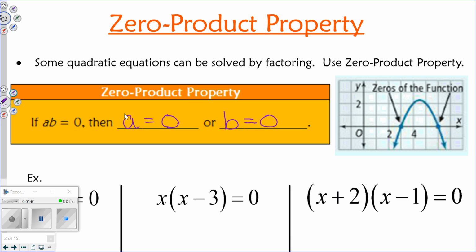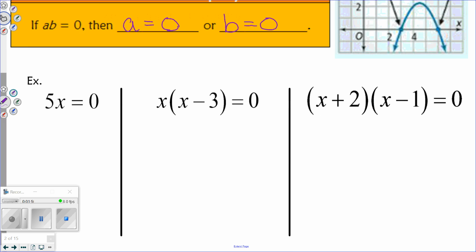So using that property, we can try to actually solve. Notice all 3 of these are already in factored form, right? They're already with our parentheses and all that good stuff. The first one, 5 times x equals 0. What does x equal? 0. Because then 5 times 0 equals 0. That's true.